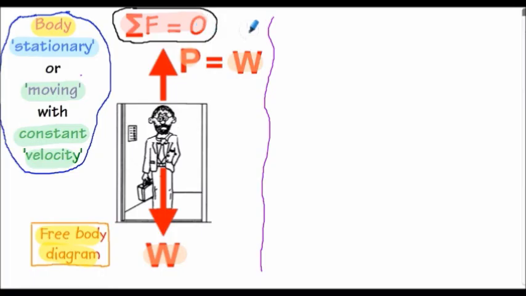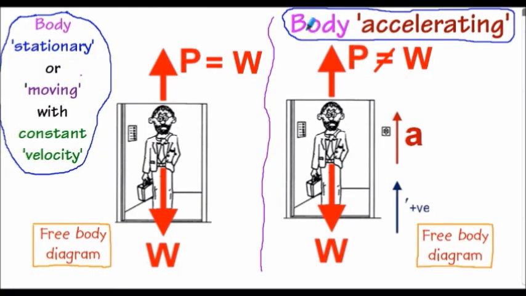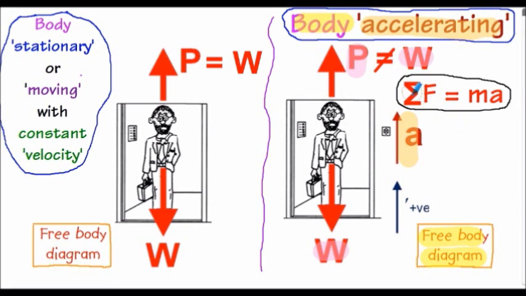However, in this scenario, we have the body accelerating, in this case accelerating upwards. Again, we have a free body diagram, but we cannot now assume that force P, the force in the lift cable, is equal to W. And that's because the accelerating scenario is a dynamic situation and the forces on the body are not in equilibrium. So this is a Newton's second law problem where the summation of all the forces must equal ma, that is mass multiplied by acceleration.